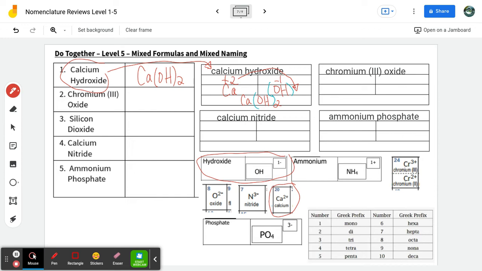Chromium 3 oxide. This is an example with a Roman numeral. So here's chromium. You got plus 3 plus 2, but the III, the Roman numeral 3, tells you to pick plus 3. Oxide is minus 2. This is one where you cross over both numbers. So your formula is Cr2O3.